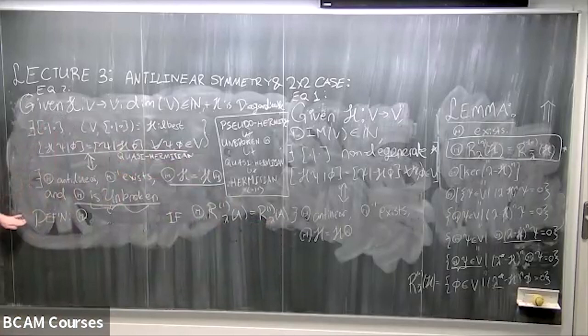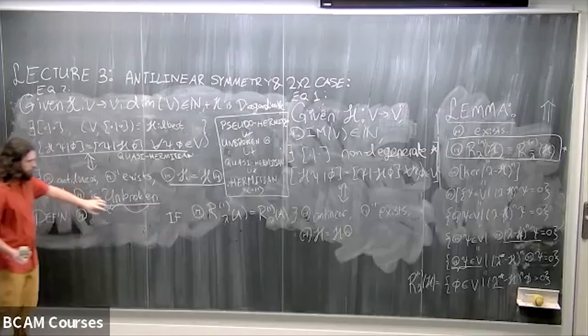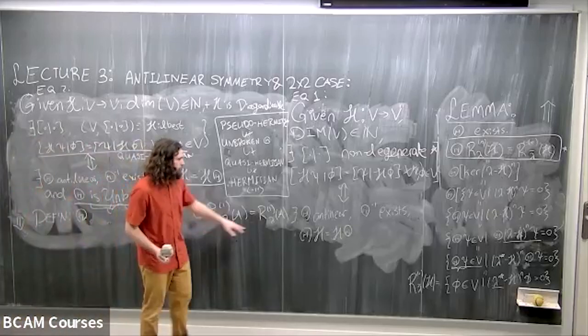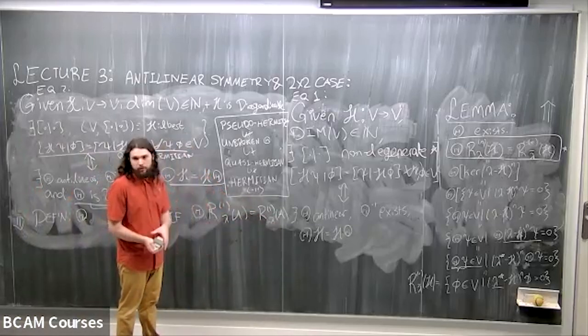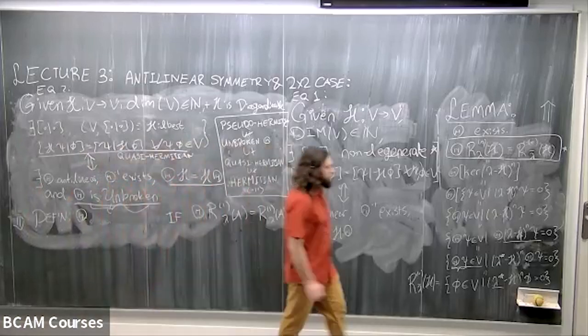And then the down arrow works exactly the same way. If I give you something non-degenerate, such as this, then I get an antilinear symmetry, and the antilinear symmetry must be unbroken because the spectrum here is real, and for the spectrum to be real, theta must map this root subspace into itself. If it mapped it into some other space, it would mean that the eigenvalue is not a real number. Okay. So we have these two equivalences.